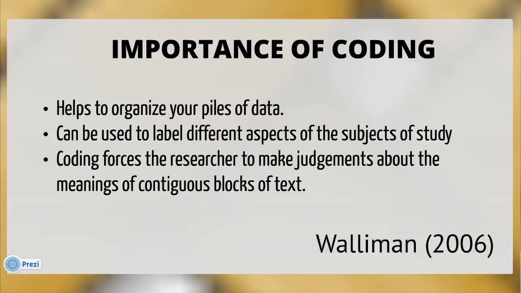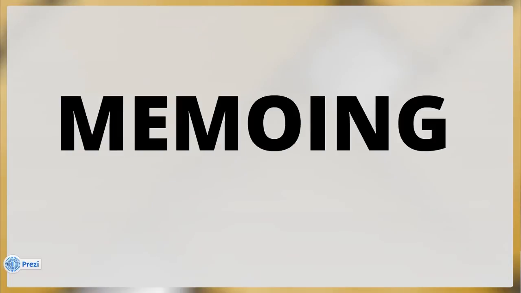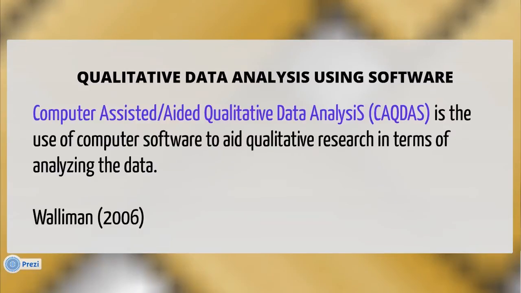Importance of coding. It helps you to organize your piles of data. It can be used to label different aspects of the subjects of study. It forces the researcher to make judgments about the meanings of contiguous blocks of text. Memoing. It is a method of recording the thoughts and ideas of the researcher as they evolve throughout the study.